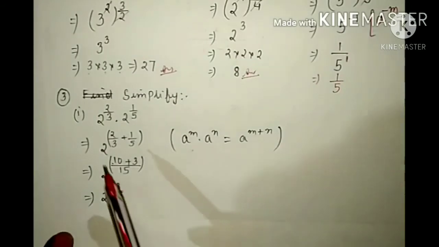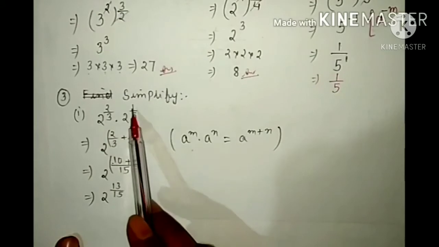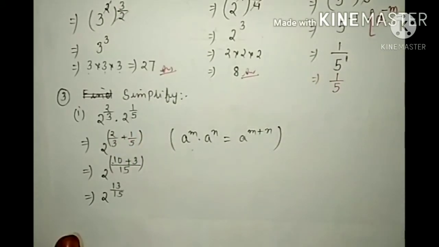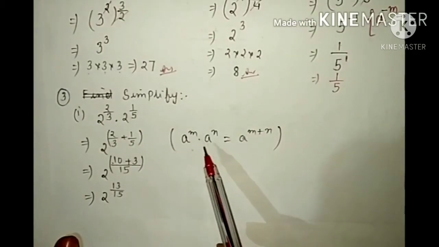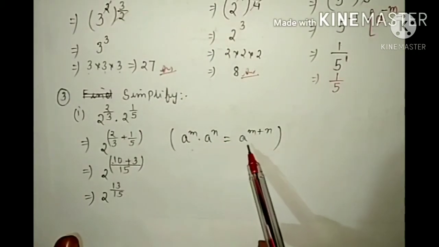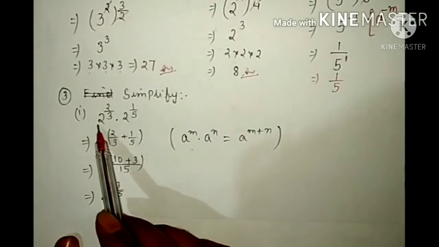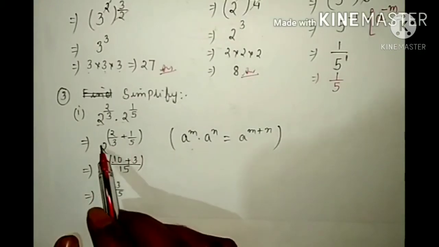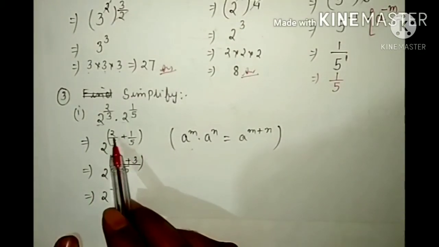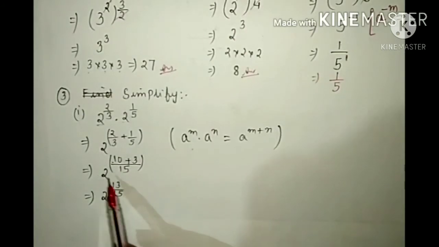Now see its first part. 2 की पावर 2/3 into 2 की पावर 1/5. Now every one of us know that a की पावर m into a की पावर n is equals to a की पावर m plus n. Since these two numbers are same, 2 and 2, and powers are different, so we will add the powers, which will become 2 की पावर 2/3 plus 1/5.